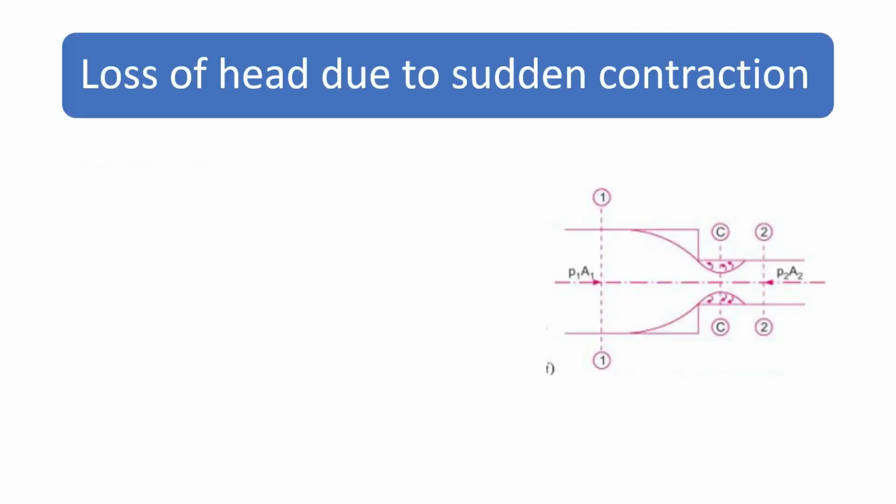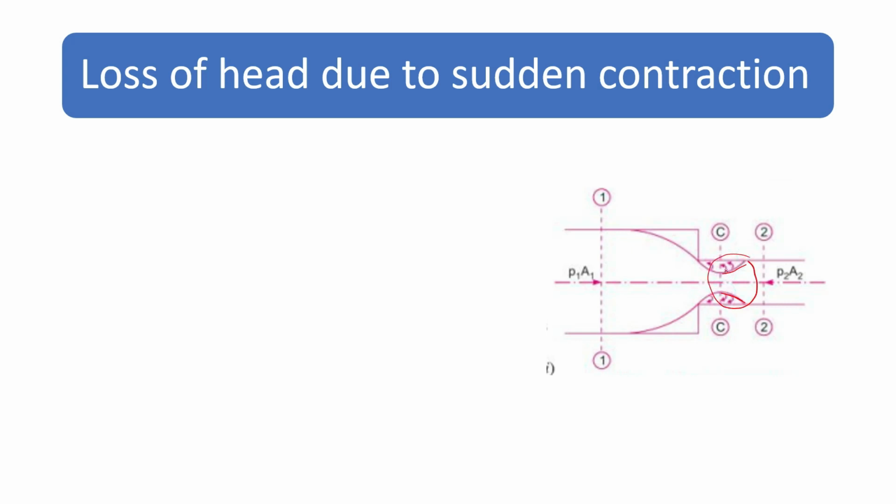Now what is the loss of head due to sudden contraction in the pipe? You can see the figure. This is a pipe which has got a sudden contraction. Here you can see that fluid flows and converges together at a portion here. This is called vena contracta, and after that it will enlarge. It will diverge. The loss occurs because of this sudden diverging, because of this sudden enlargement here.